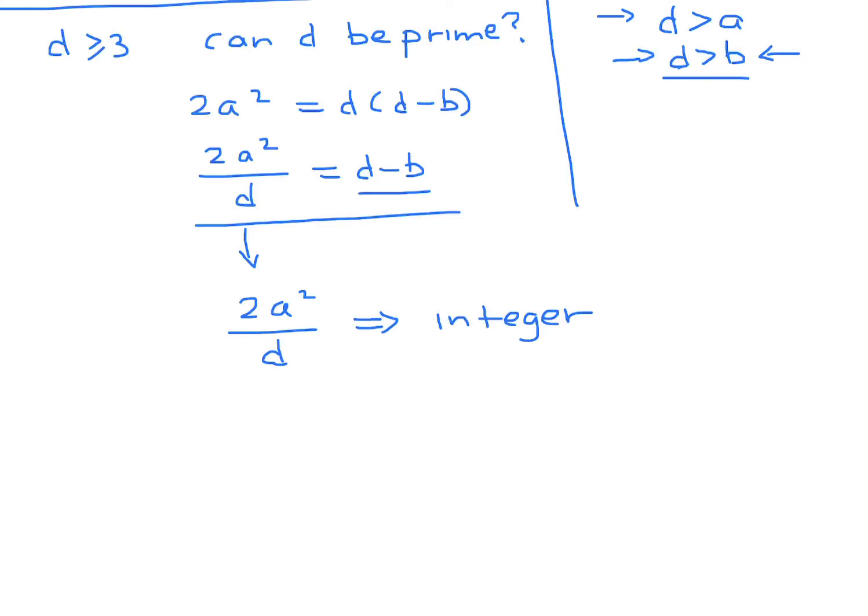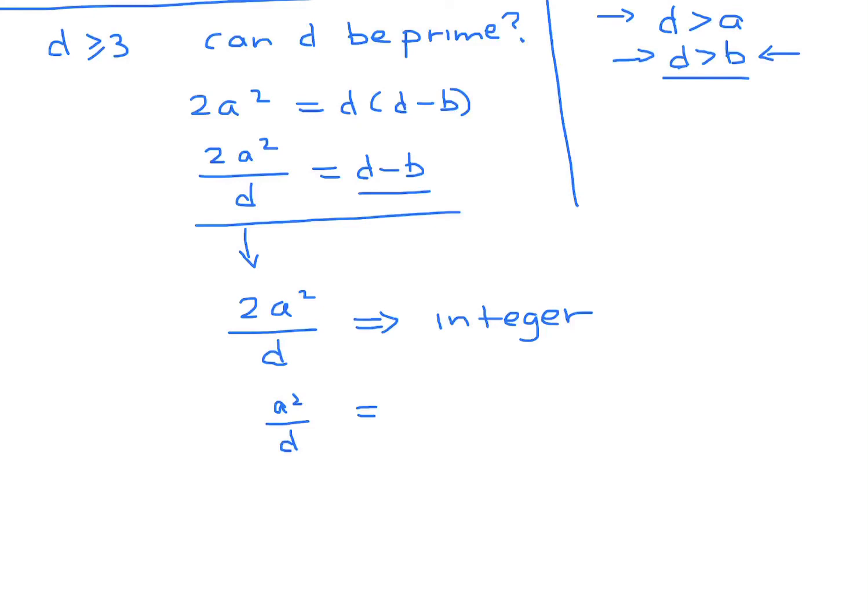Now, if that is an integer, then a squared over d has to either be an integer or be able to become an integer if you multiply it by 2.